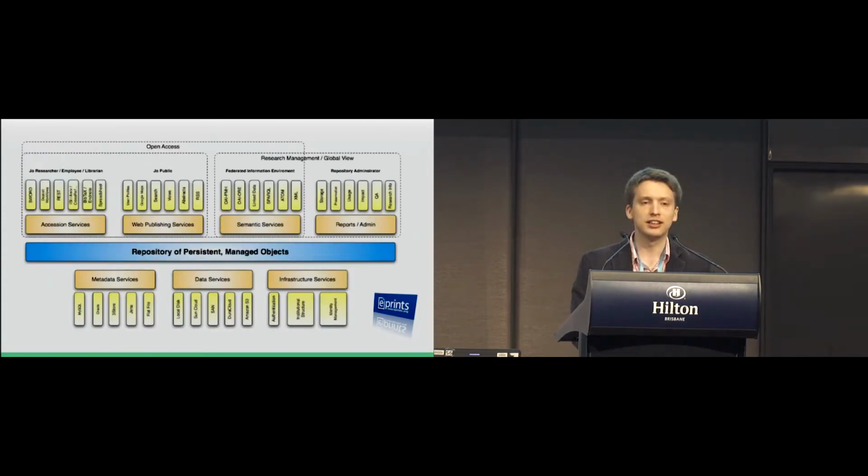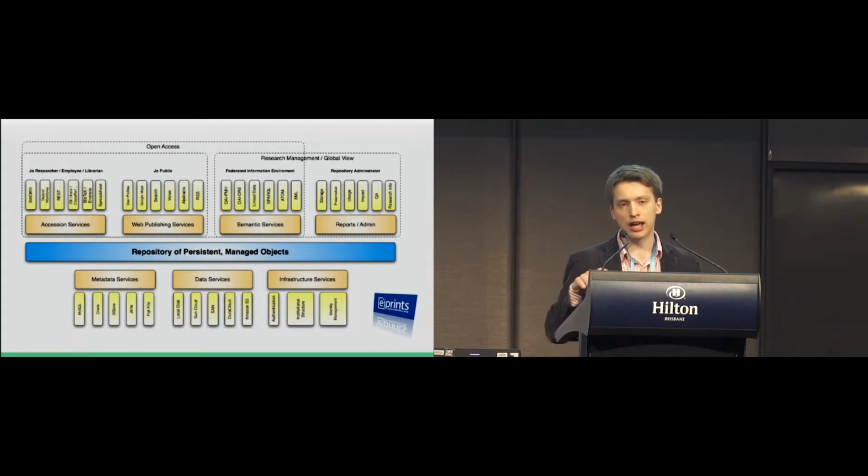So here we have a slide just on the architecture of EPrints briefly. You'll notice there's a big blue core going right through the middle. That is our repository of persistent managed objects. This is a very abstract idea that can actually be applied in a variety of different contexts, and I'll explore that a little bit more later. But this core is underpinned by various computer science standards, technologies, and protocols that one would expect in such a system.